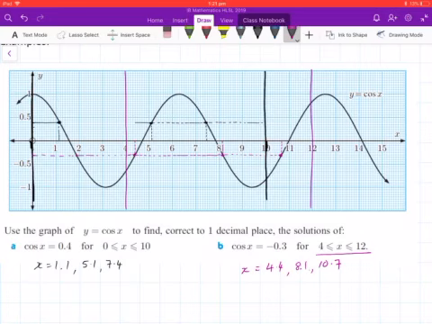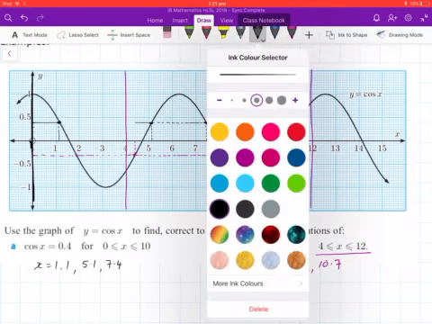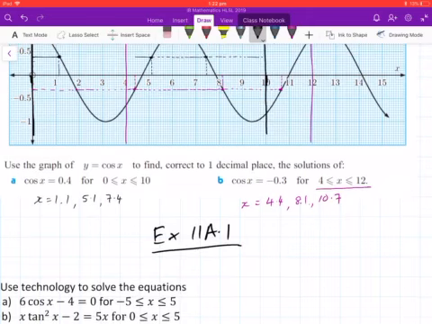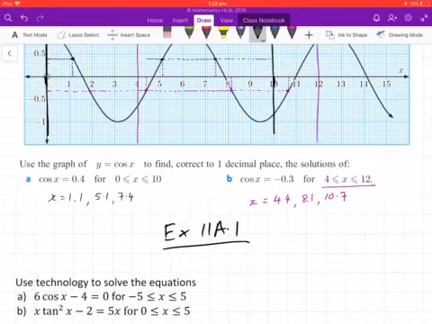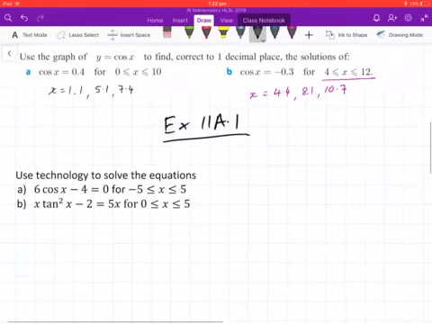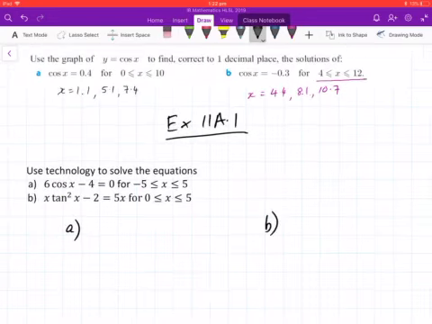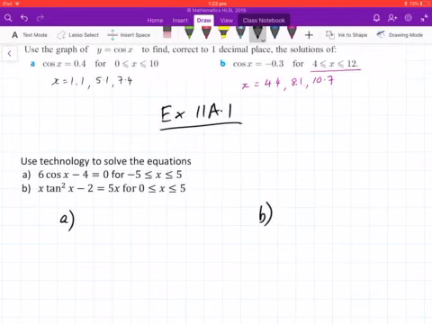Okay, now the next one, so that's 11a.1, by the way. We want to just quickly go through the ones that we have. You trace across from the value that you're given to solve that equation. Okay, that's the first one. Now next one, we want to use technology to solve the equations. So I'm going to put the answers for A here and the answers for B here. Now, we'll talk about that.